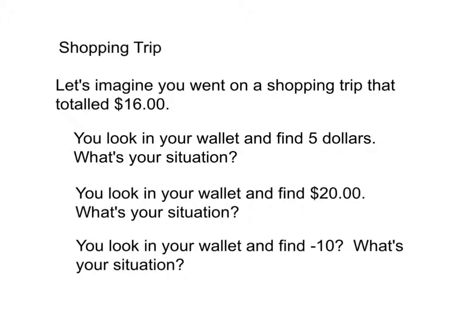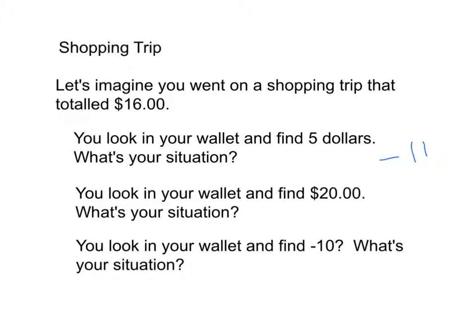So before we get into the actual math of it, let's talk about going shopping. Who doesn't love shopping? So let's think that we went on a trip and it cost us $16. Now, notice 16 is a perfect square. We'll get to that later. So there's three different scenarios that happen. The first one is that you go shopping and you find $5 in your wallet. So if you spent 16 and you only found 5, what's the situation? That's right, you're going to owe somebody $11.